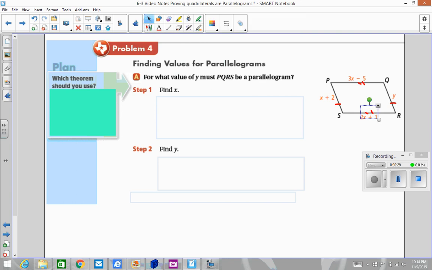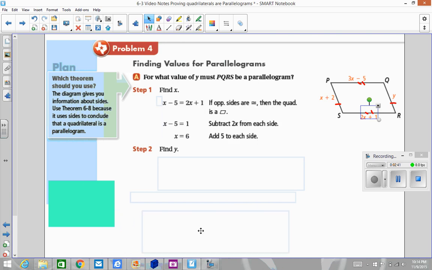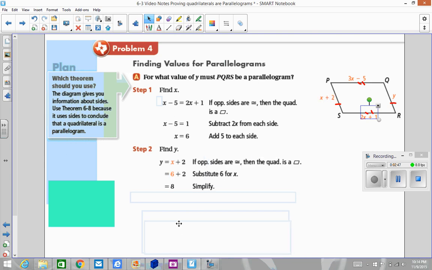So I'm going to start off by first knowing that opposite sides must be congruent. To find x, I'm going to say 3x minus 5 equals 2x plus 1. I'm going to solve this, and I get x is equal to 6. Then in order to find y, I'm going to plug the x value back in. So y is equal to x plus 2, which is 6 plus 2, and so I get 8. Therefore, in order for TQRS to be a parallelogram, y must be the value of 8.